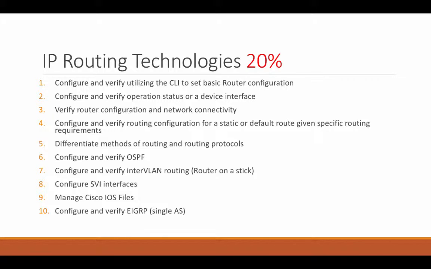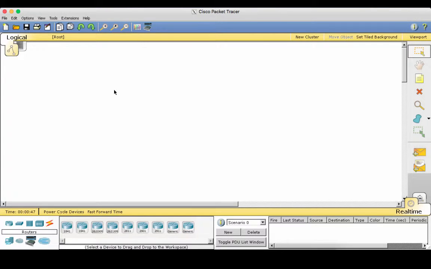So most of this work is going to be done in Packet Tracer, so let's jump across to it now and we'll get started with setting up a router and configuring and verifying the CLI to set basic commands. Okay, so as promised, we're now in Cisco Packet Tracer, and we're going to look at the amount of routers that we have here. We have everything from an 1841 right the way through to 2811 and 2901 and 2911.